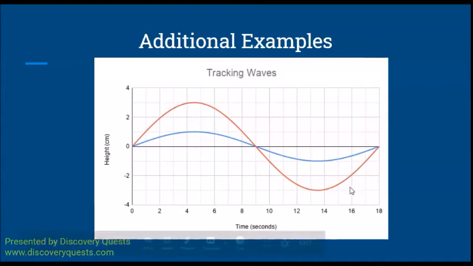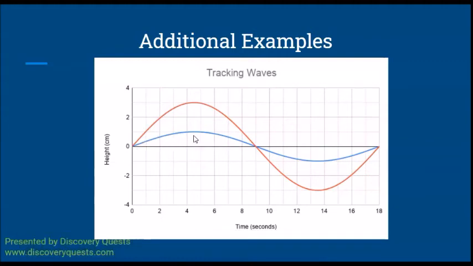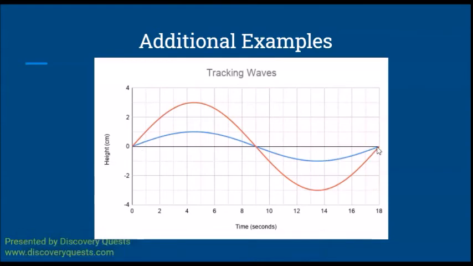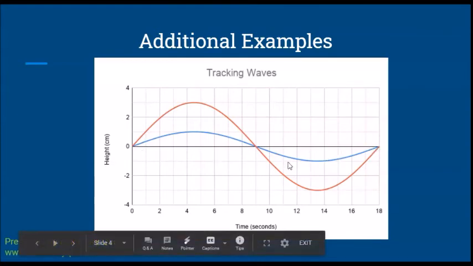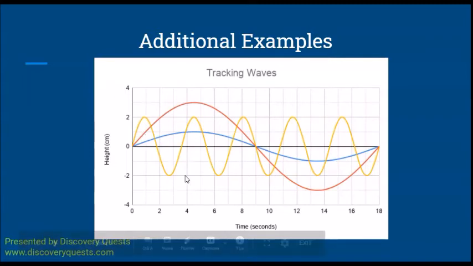And then we can also look at these values for the blue wave. The blue wave here only has an amplitude of 1 centimeter, but the period is that same 18 seconds. It takes exactly the same amount of time for one full wave to go by as it does the red wave. And so the period is again 18 seconds, and the frequency is 1/18th hertz. All right. We can look at one more example here. We have a yellow wave.